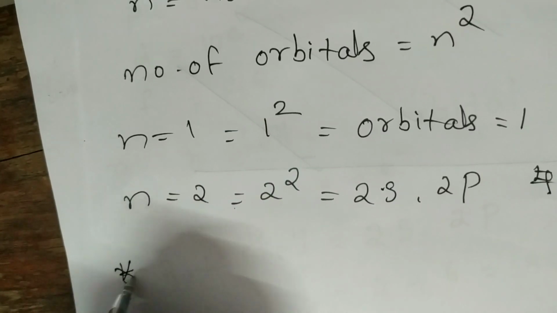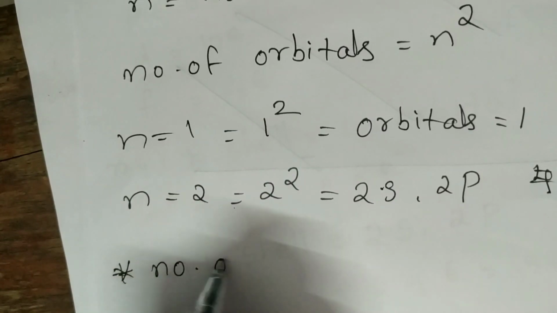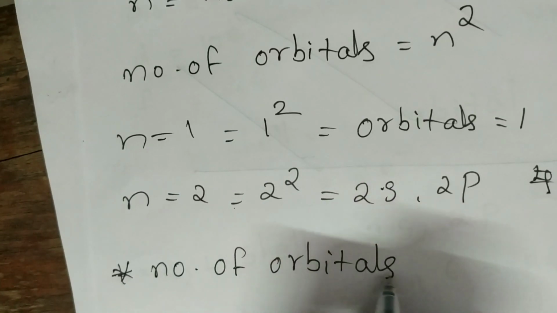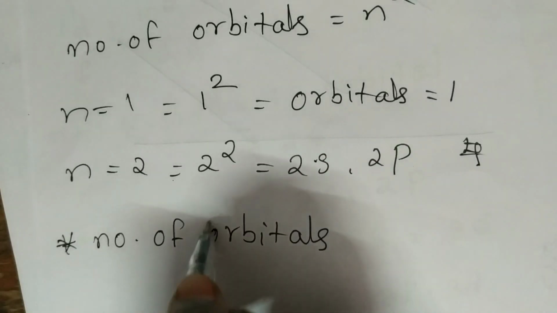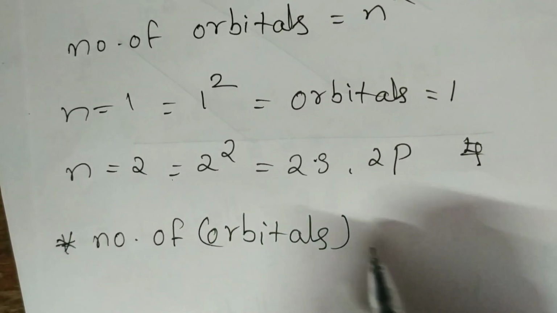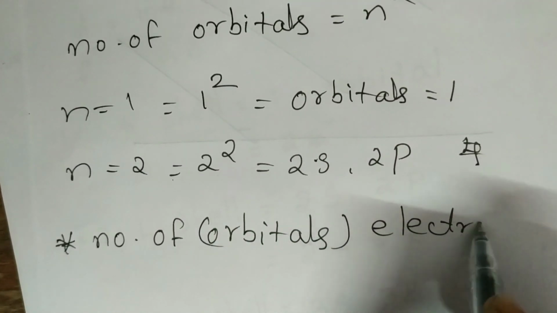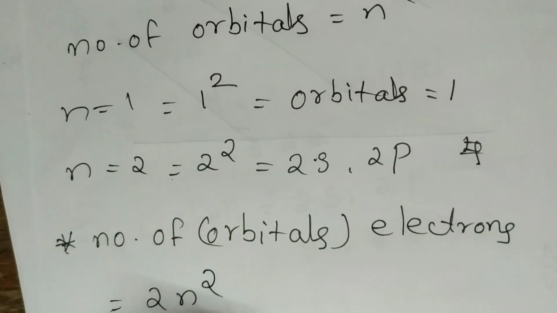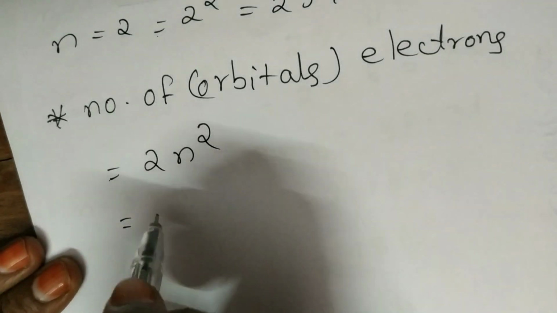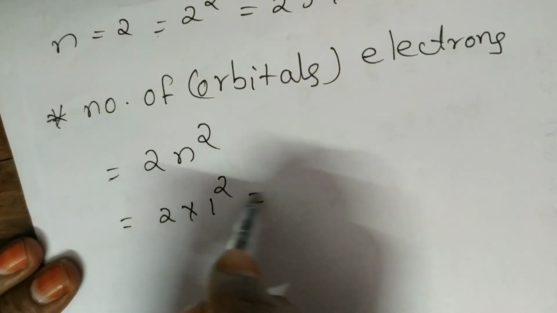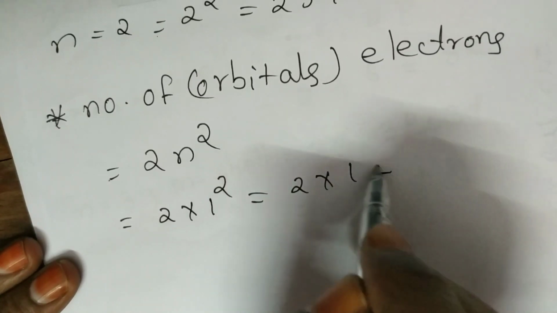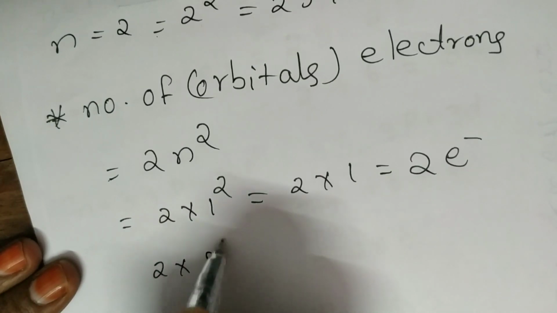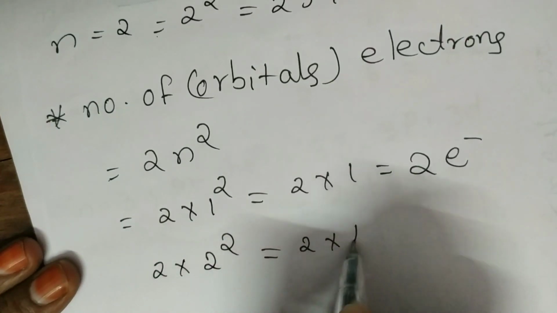Next, the number of electrons. This is very important. Children, you should remember this one definitely. The number of electrons in a shell is given by the formula 2n square. For the first shell, 2 into 1 square, which is 2 into 1, so 2 electrons. Then for the second shell, 2 into 2 square, 2 into 4.